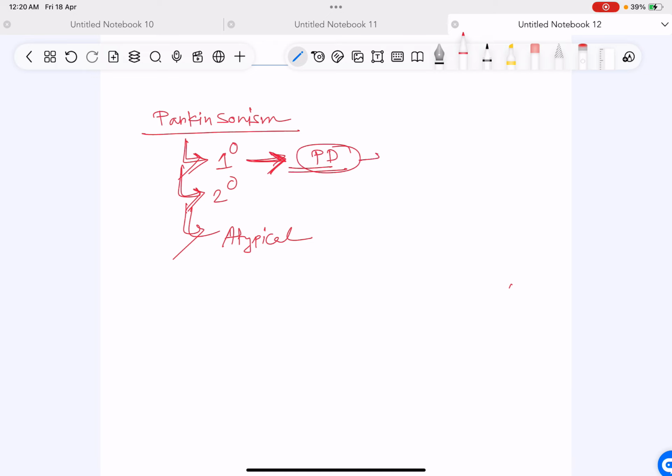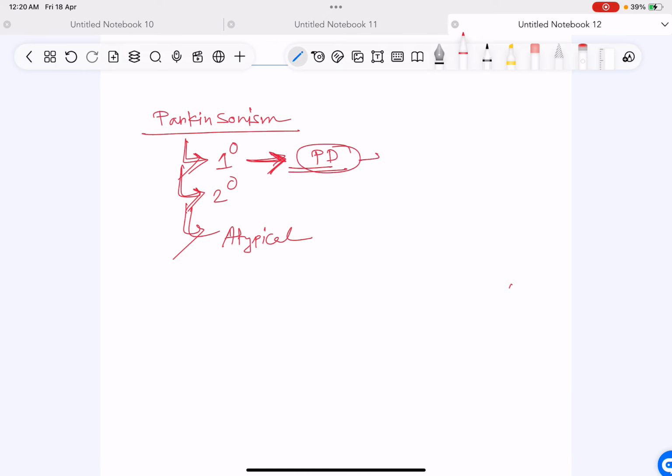Now tell me, what are the types of MSA? MSA is of two types, MSA-P and MSA-C. Parkinsonism predominant and cerebellar predominant. So P is Parkinsonism predominant and C is cerebellar predominant. So two types of MSA.